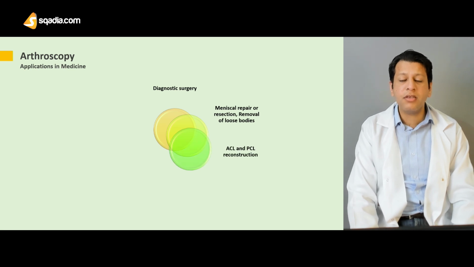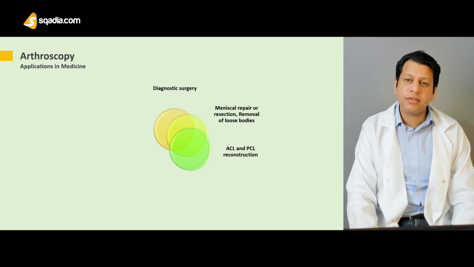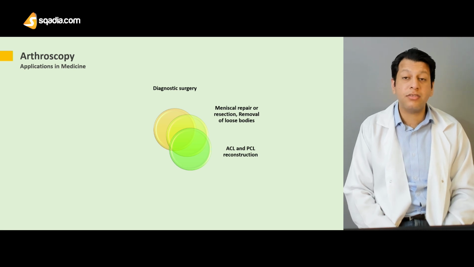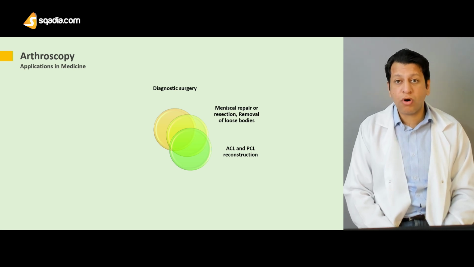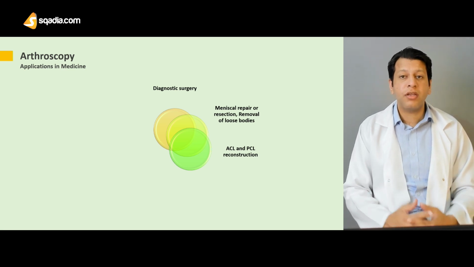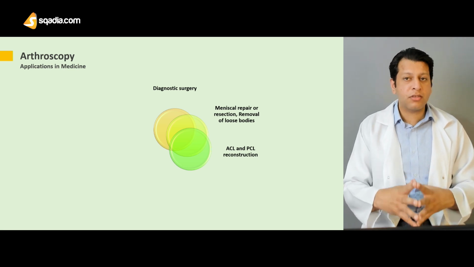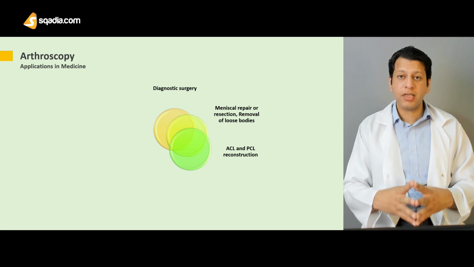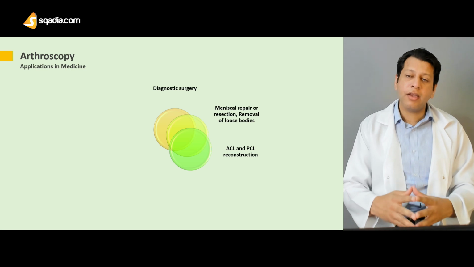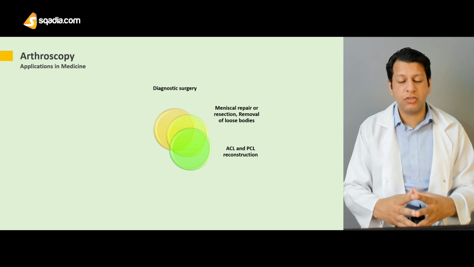The next is ACL and PCL reconstruction. Now, the important point over here is that there are two different methods of ACL reconstruction, as ACL injury is quite common as compared to the PCL and actually has more indications for reconstruction compared to the PCL. So nowadays, this bone patellar tendon bone graft technique or hamstring graft, both can be done arthroscopically, and ACL reconstruction can be performed without actually performing an open surgery.